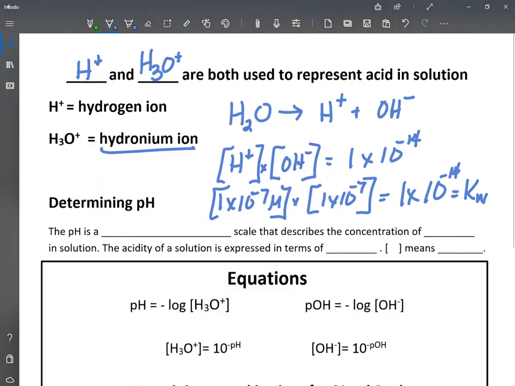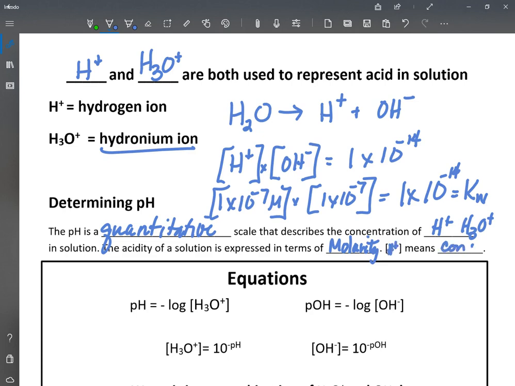pH is a quantitative scale that describes the concentration of the hydrogen ions. The acidity of a solution is expressed in terms of molarity. If you have a hydrogen ion inside brackets, that's talking about the concentration of the hydrogen ions.